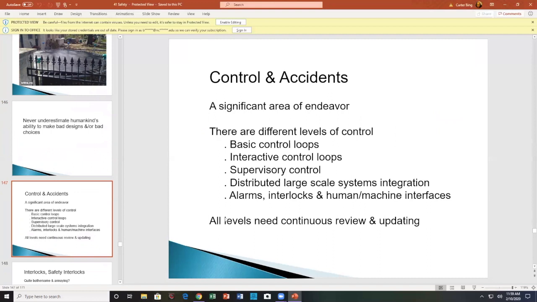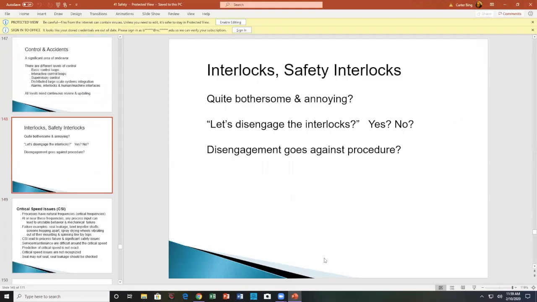Different levels of control. All levels need continuous review and updating. Safety interlocks, quite bothersome, aren't they? Aren't they annoying? So let's disengage interlocks. Oh, Lordy. Does disengagement go against procedure?